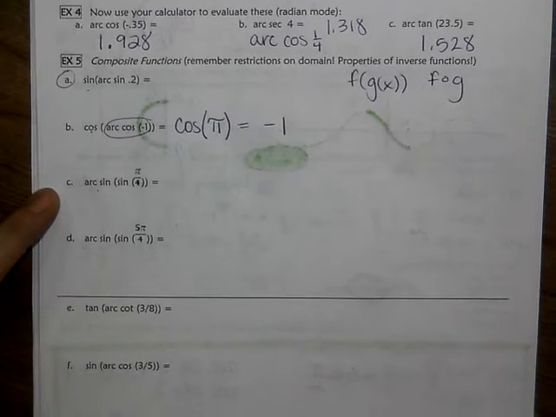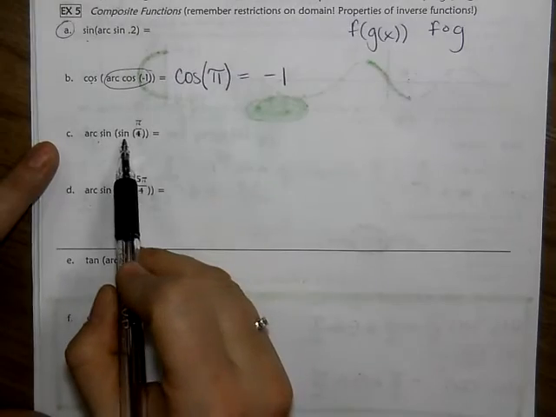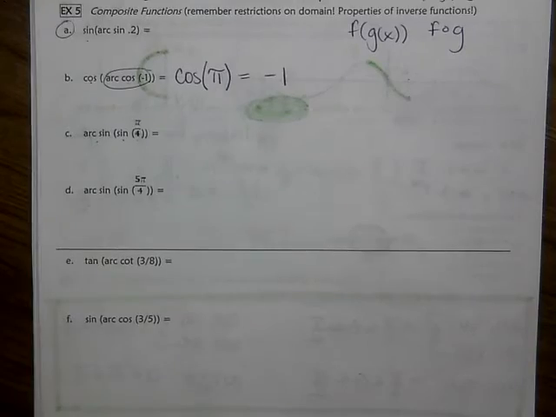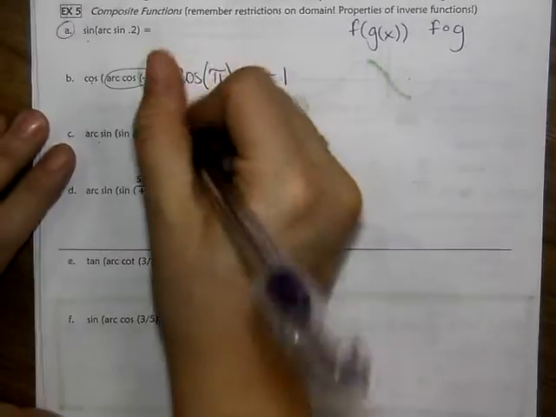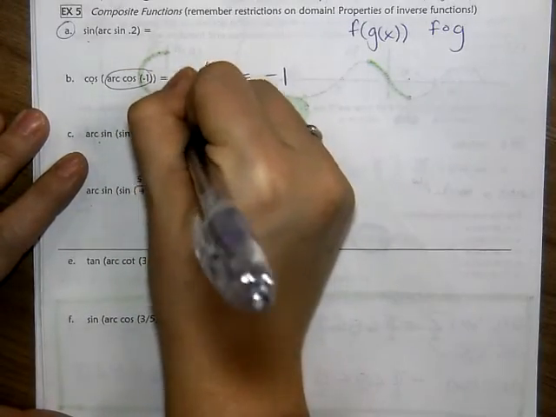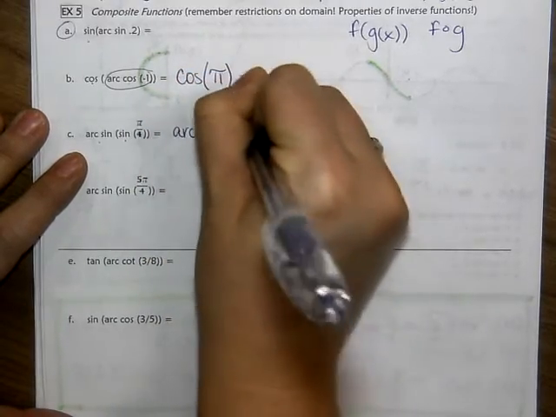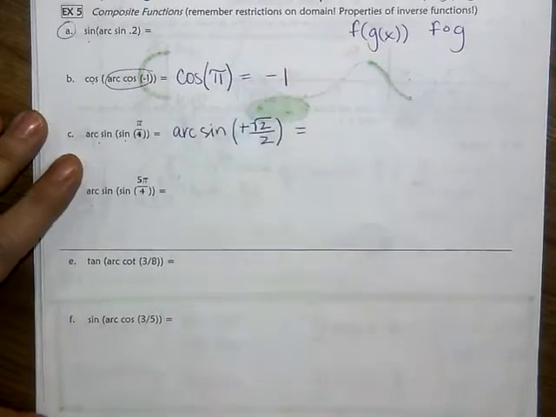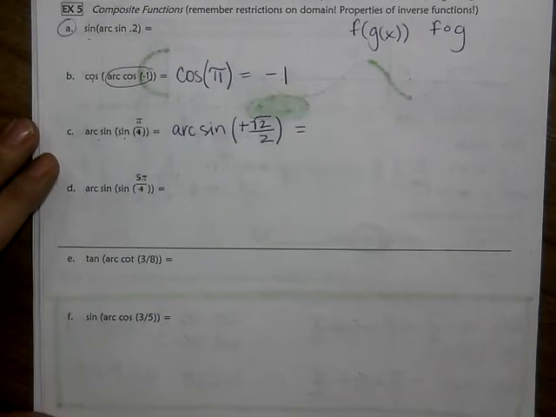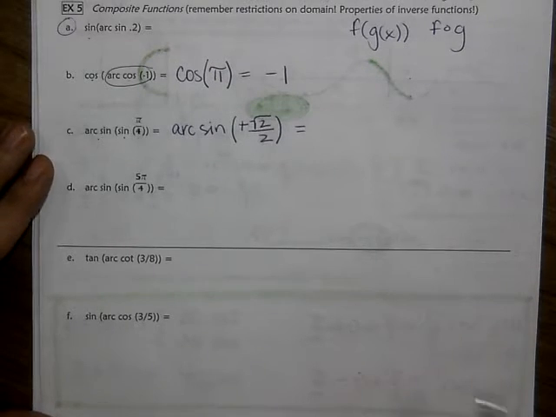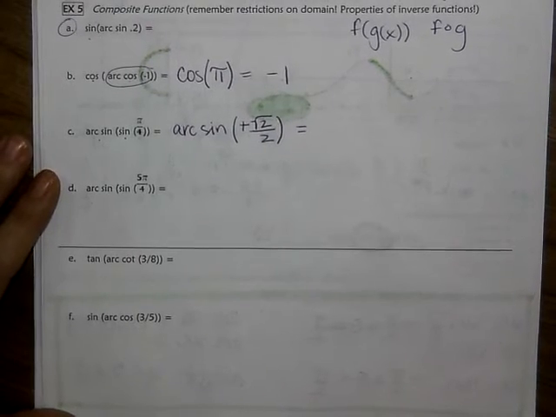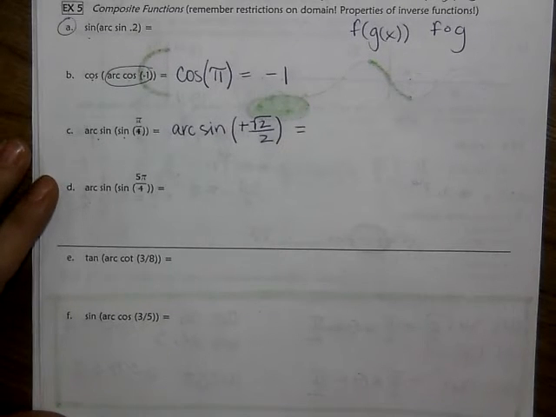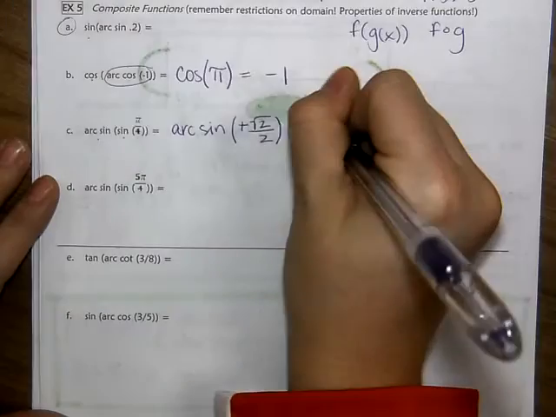Let's look at C. Okay? What is the sine of pi over 4? So what coordinate are we at pi over 4 for sine? Root 2 over 2. So I'm going to substitute that. So arc sine of, whoops, that was a positive, root 2 over 2. Okay, now we're looking for an angle answer. So where is sine root 2 over 2? In quadrants 1 or 4, because that's where sine is defined. Everybody agree it's pi over 4? Okay.